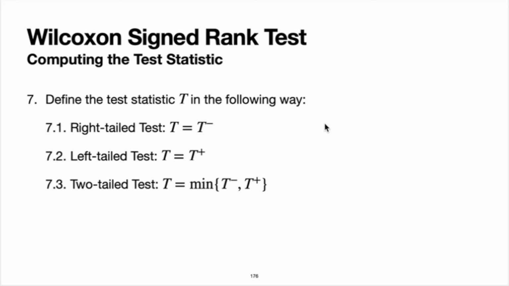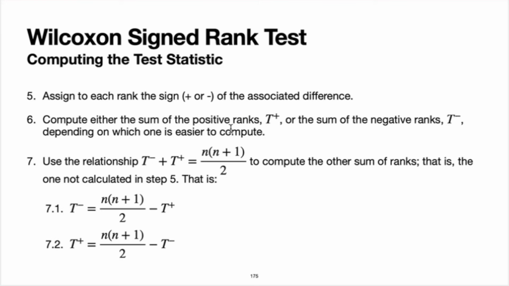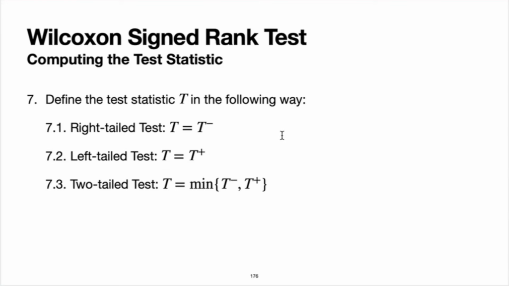But having said that, if we are performing a right-tailed test, then because of the way our table is structured, the test statistic T, we're going to set that equal to T minus. Now remember, T minus was constructed back here, all right? So as we go through this process, we're going to calculate both T minus and T plus. And so if we're performing a right-tailed test, then our ultimate test statistic T, we're going to set that equal to T minus. If we're performing a left-tailed test, then we're going to set T equal to T plus. And then for a two-tailed test, we're going to set T equal to the minimum of T minus and T plus.